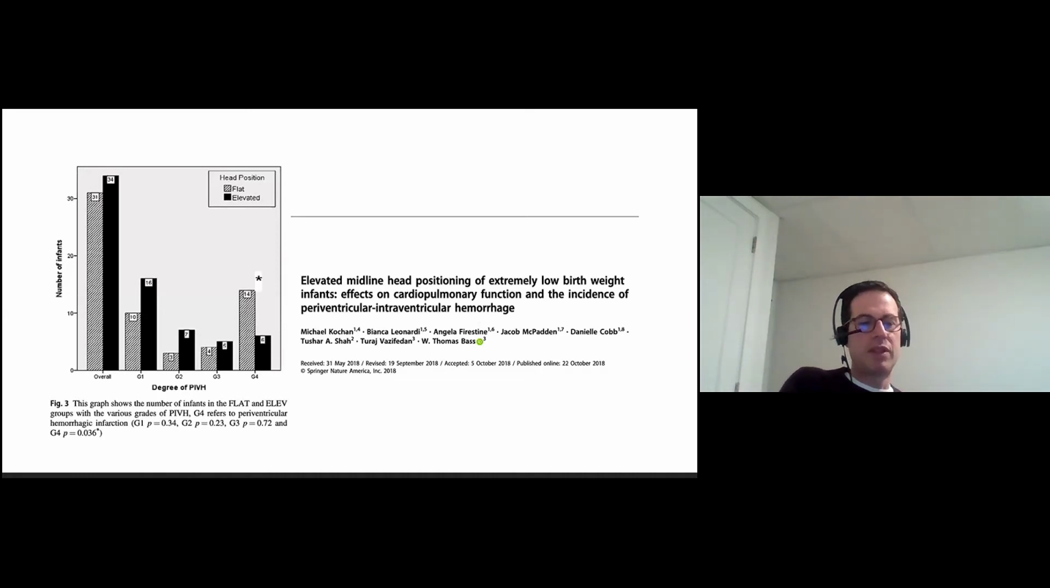This is a study from 2018, looking at midline head positioning with elevation of the bed, which in short, I'll draw your attention to the far right, showed that when they looked at grade 4 degrees of IVH, keeping the bed flat and having the head down versus having the head up showed a statistically significant increased risk of severe IVH. And so some units have made the argument that they should follow this path. To be honest, I tend to fall on the side of saying, I don't know, but probably can't hurt to have the head of the bed elevated.